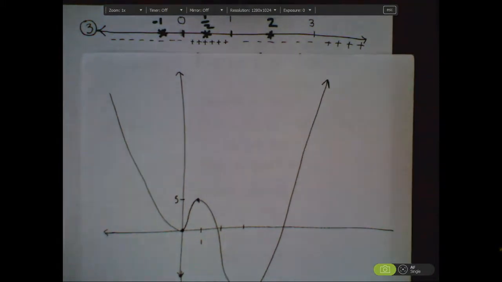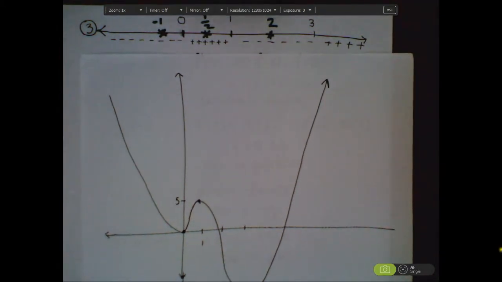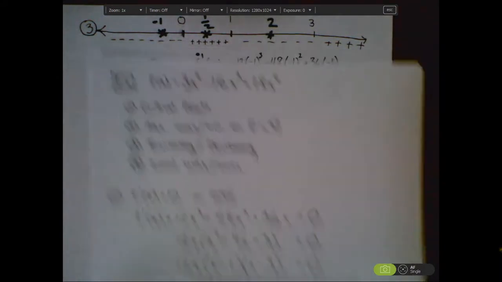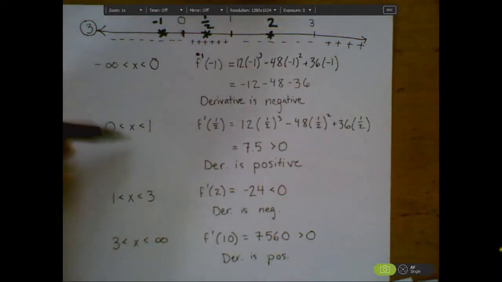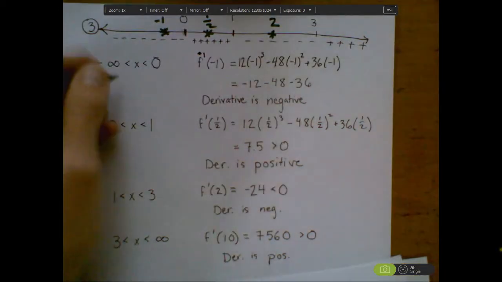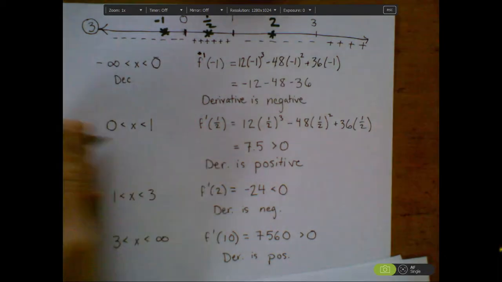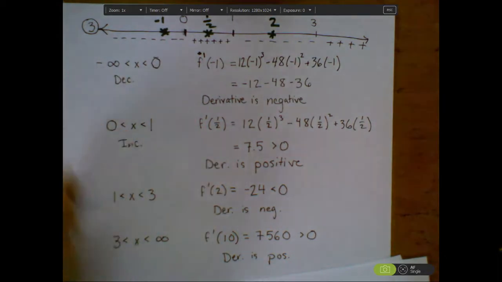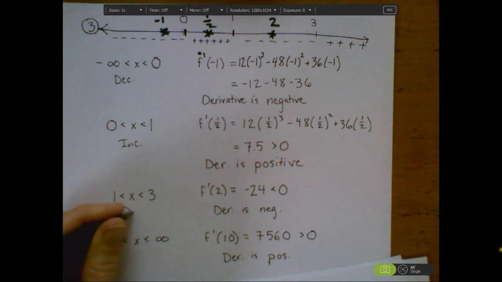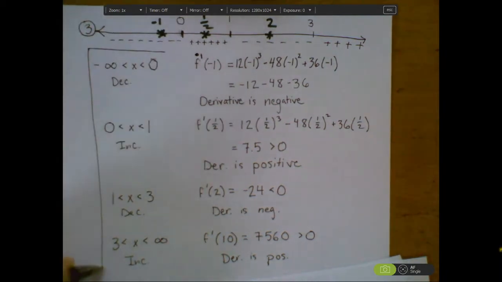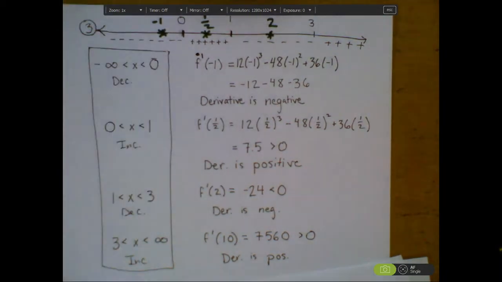So the final piece of information that we want to find, let me recall, we just found when it was increasing and decreasing. If the derivative is negative, that means it's decreasing. If it's positive, it's increasing. So here's our summary of that information. That's number 3. And finally, we want to know what are all the local maxes and mins.